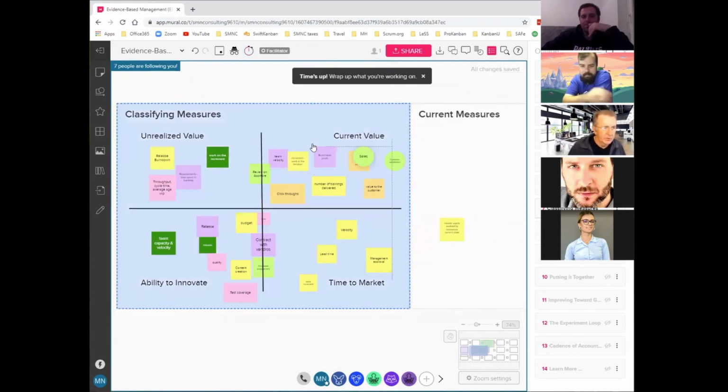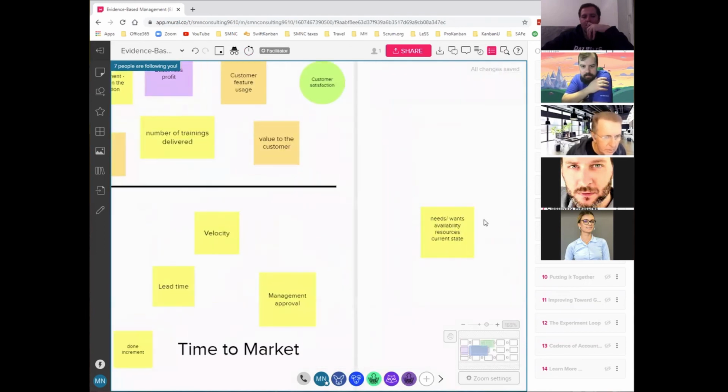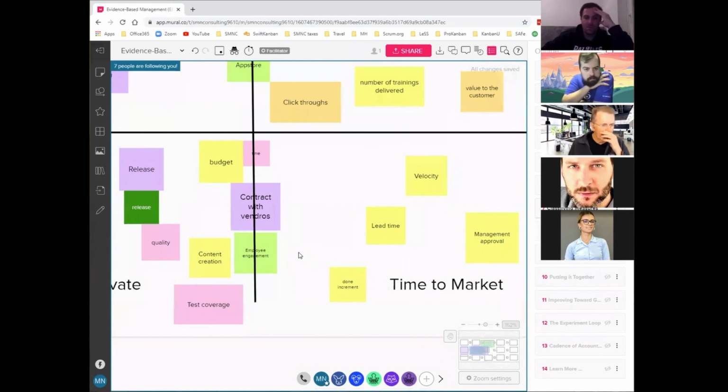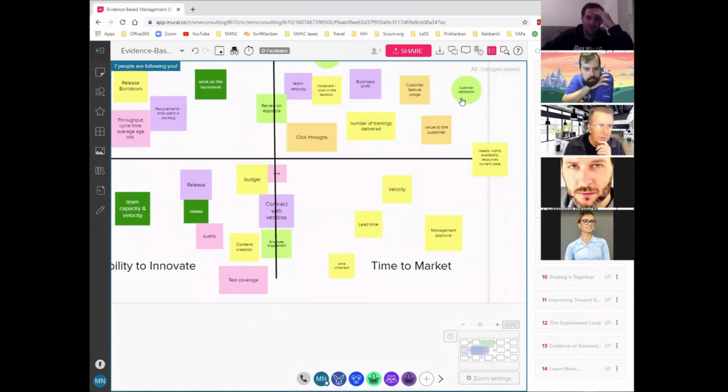Good. In fact, this is one that I created, so sales would be up here. Needs, wants, availability, resources, current state. Well, this is sort of a multitude of things, so I can understand why it was difficult to categorize that. Okay, so you can see that there is a way to think about these in a different way, although the fit isn't perfect. Let's come back to one of the things that I added, but I don't think I mentioned. We did talk about customer satisfaction, which we did categorize up in the current value, I think is the right way to think about that.